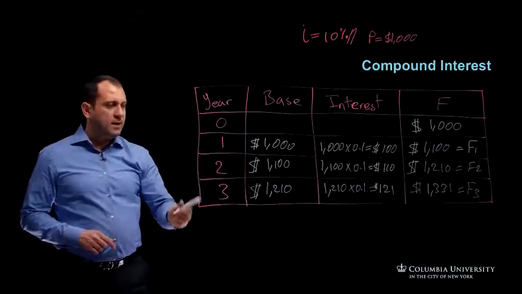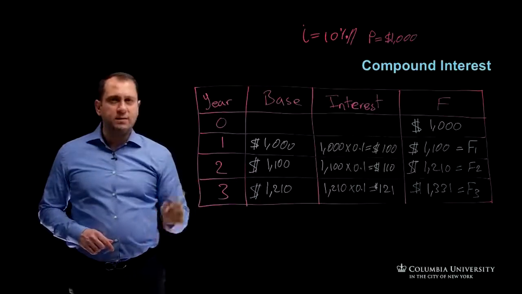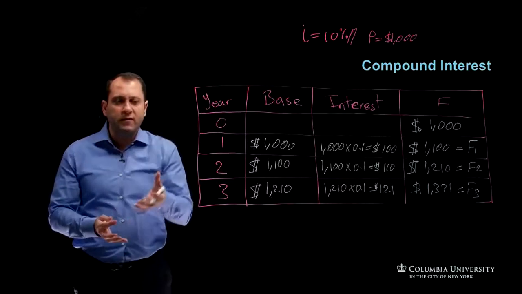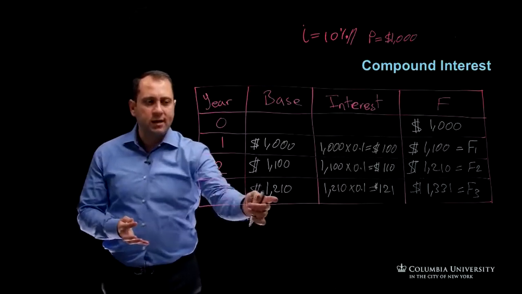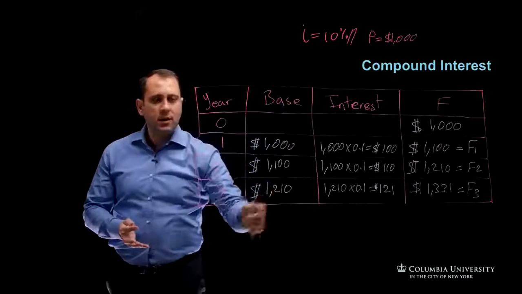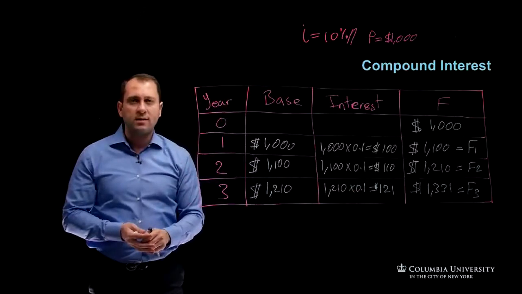So what we did, the interest of year 3 will be the 10% times the total amount towards the end of the previous year, which is year number 2, which is 1,210. 1,210 times the 10% in the question we have will give you $121 interest in year number 3.